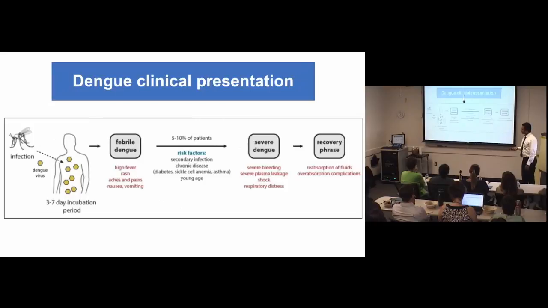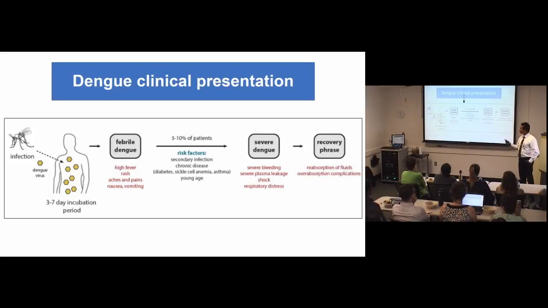So the first one, ladies and gentlemen, is briefly about the clinical presentation. For the people who are familiar with it, dengue starts from the mosquito, the virus gets into the body, and then it gives rise to the usual viral infection, the febrile phase of dengue, which is indistinguishable from other viruses. It has high fever, rash, aches and pains, nausea, vomiting, retro-orbital pain, and unless we do a test, we cannot really identify whether it is dengue or another viral infection.